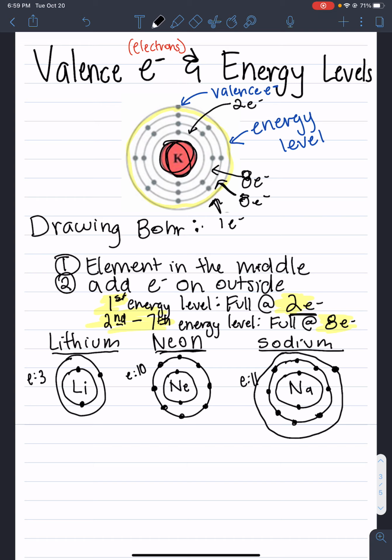So our first thing is, let's see how many valence electrons are in each of these. So lithium, valence electrons. Remember, it's our outermost electron.